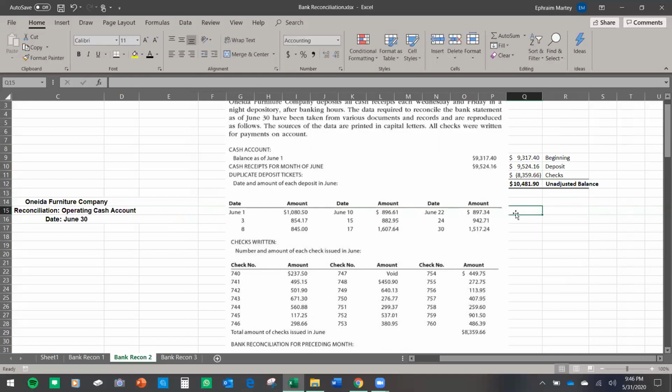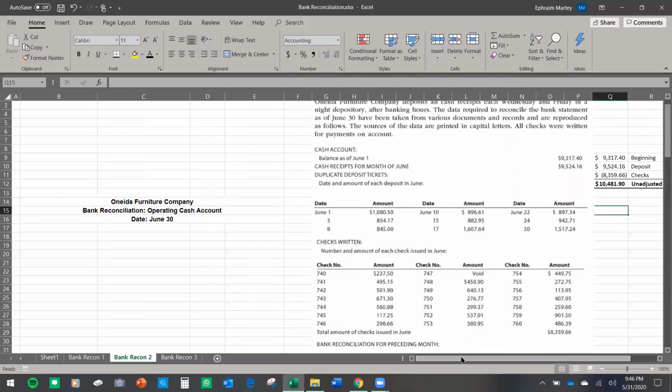Okay, so that's my unadjusted balance. This is what I have. This is what it should show in my bank account until I do any reconciliation. So I'm going to reveal this. Here I have the bank records, and this is the company's books.